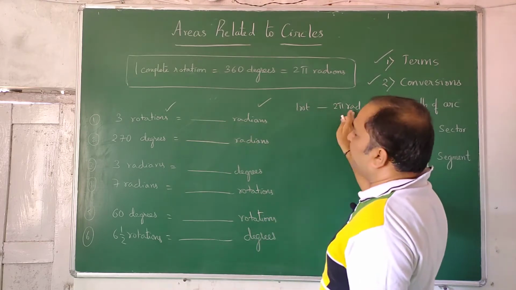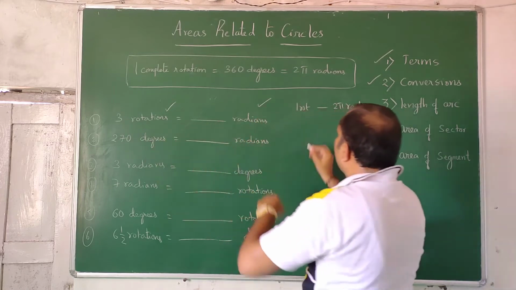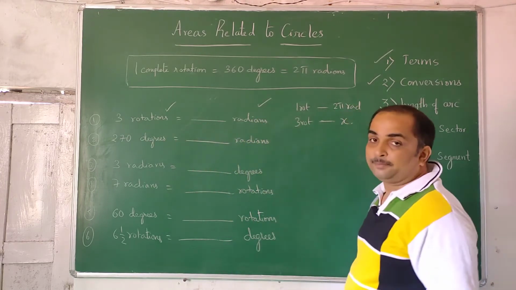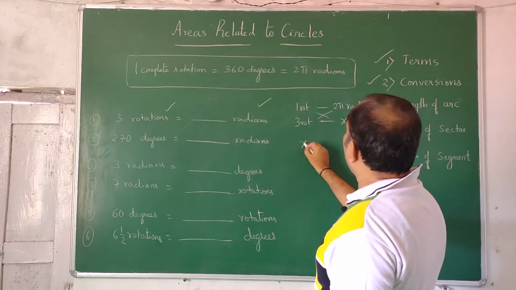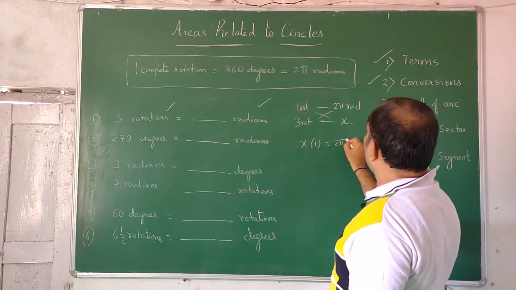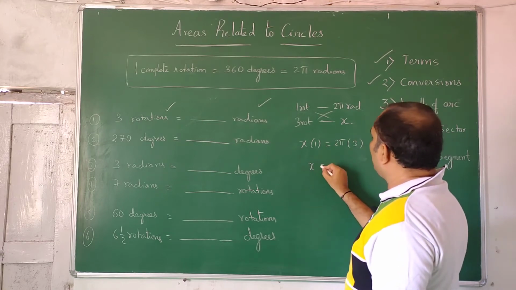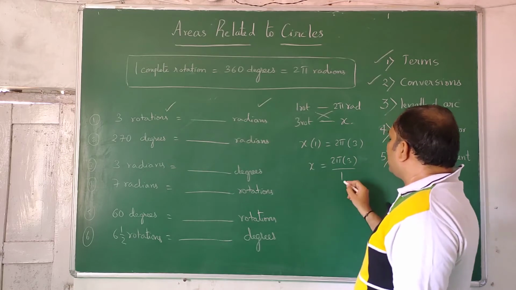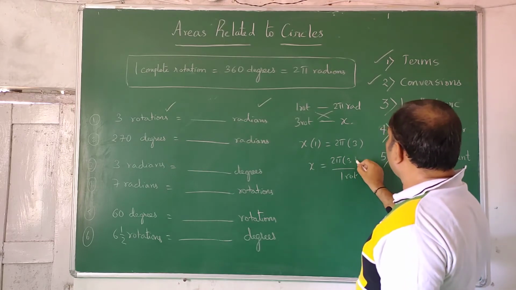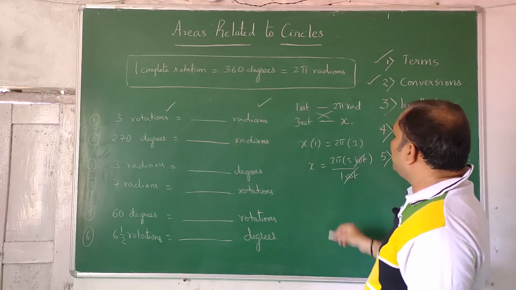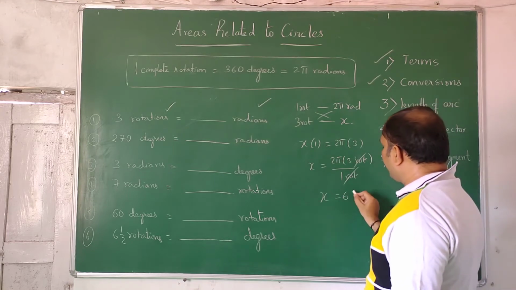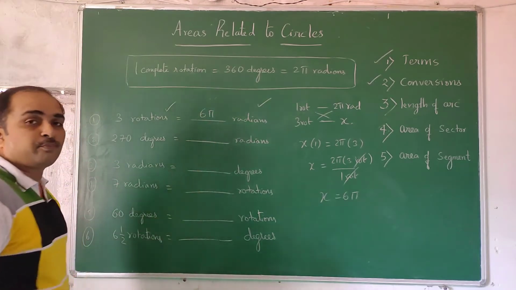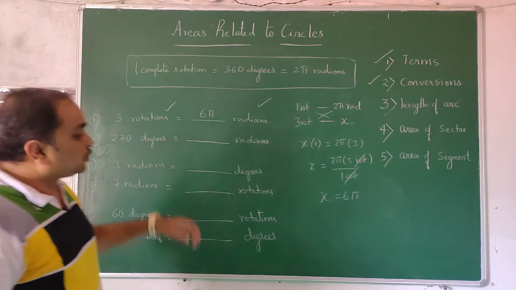So 3 rotations is equal to dash radians. This kind of question whenever you come, you link rotations and radians. 1 rotation is equal to 2 pi radians. This is the standard. Now 3 rotations is how many radians? You can put it as x. Cross multiplication method. X into 1 is equal to 2 pi into 3. So x is equal to 2 pi into 3 by 1. Bring this 1 down. So this 1 rotation and this 3 rotations, rot cancels. So 2 3s are 6. X is equal to 6 pi. So this is to be filled up with 6 pi. Next, degrees to radians. How to do it?